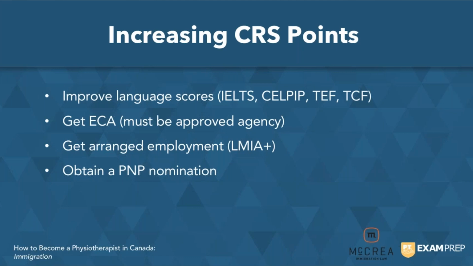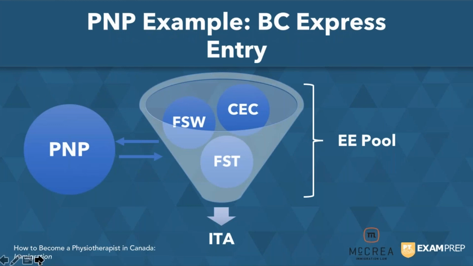And then the last one is getting a provincial nomination. So each of the provinces in Canada and territories has its own immigration system, and some of those immigration programs sync up with the Express Entry system. Not all of them do, but some of them do. And if you can get a provincial nomination in one of these programs that matches with Express Entry, that can give you an extra 600 points in your Express Entry profile and pretty much guarantees that you'll get an invitation.